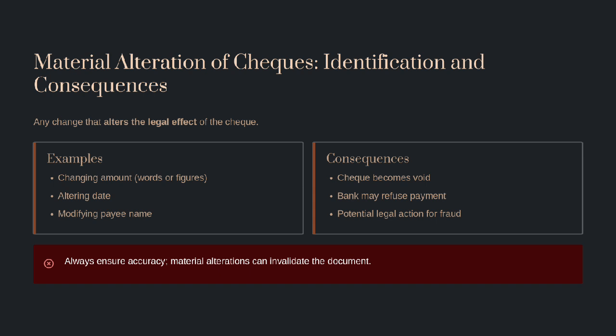Alterations in a check. A check is a document which cannot be changed often. Examples: changing the amount, altering the date, or modifying the payee name. The consequences are: the check may become void, the bank may refuse payment, and there is potential legal action for fraud. So we must always ensure accuracy while entering a check and presenting it for payment. We should also not accept checks which have such alterations.